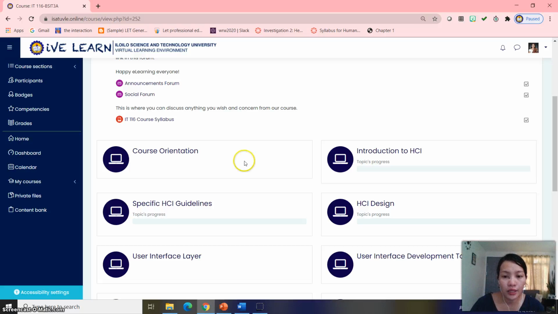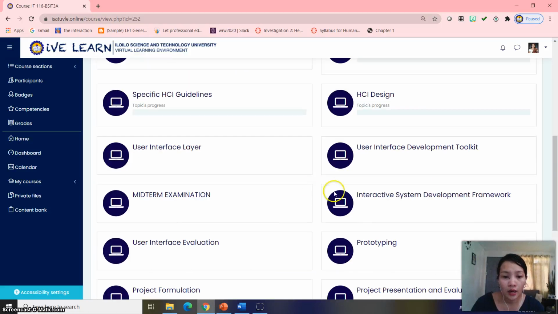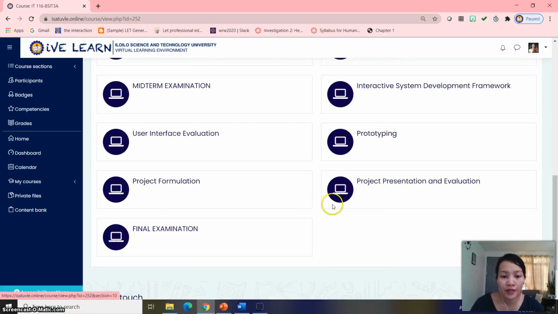And then as you can see, class, we have already categorized our topics. We have here course orientation, introduction to HCI, specifics, HCI guidelines, HCI design. We have here also user interface layer, user interface developmental kit. Then after which is the midterm examination. So all of this, class, you can find in our course syllabus.